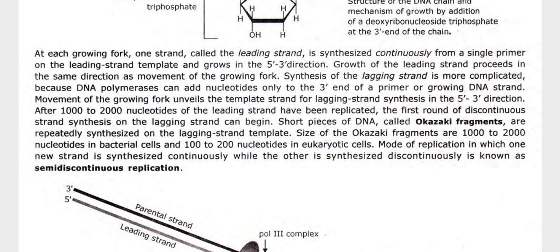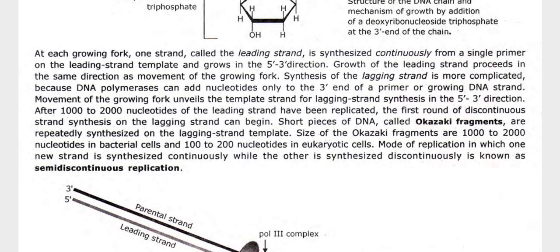Synthesis of the lagging strand is more complicated because DNA polymerase can add nucleotides only to the 3' end of the primer on growing DNA strands. Movement of the growing fork unveils the template strand for lagging strand synthesis in the 5' to 3' direction. After 1000 to 2000 nucleotides of the leading strand have been replicated, the first round of discontinuous strand synthesis on the lagging strand can begin.